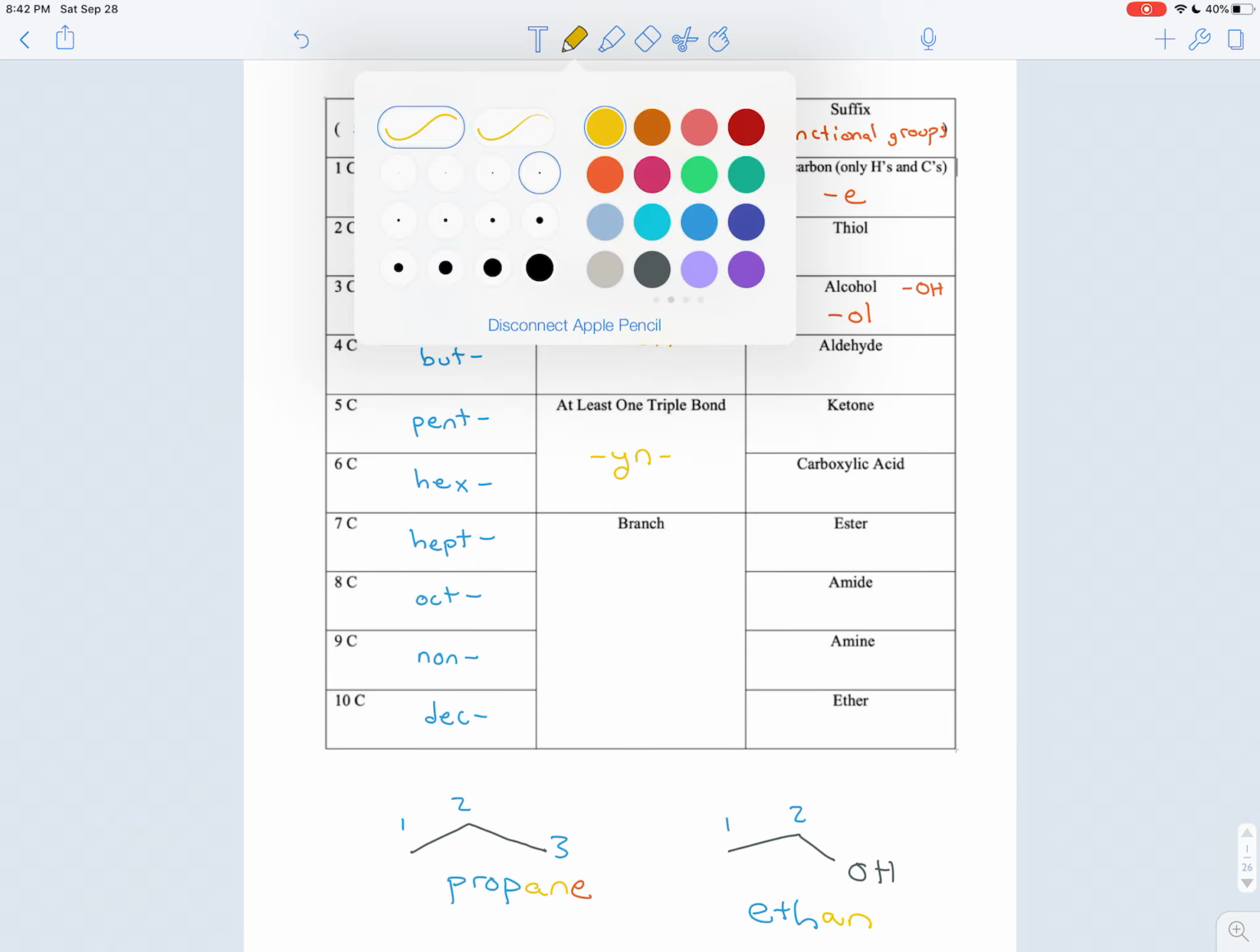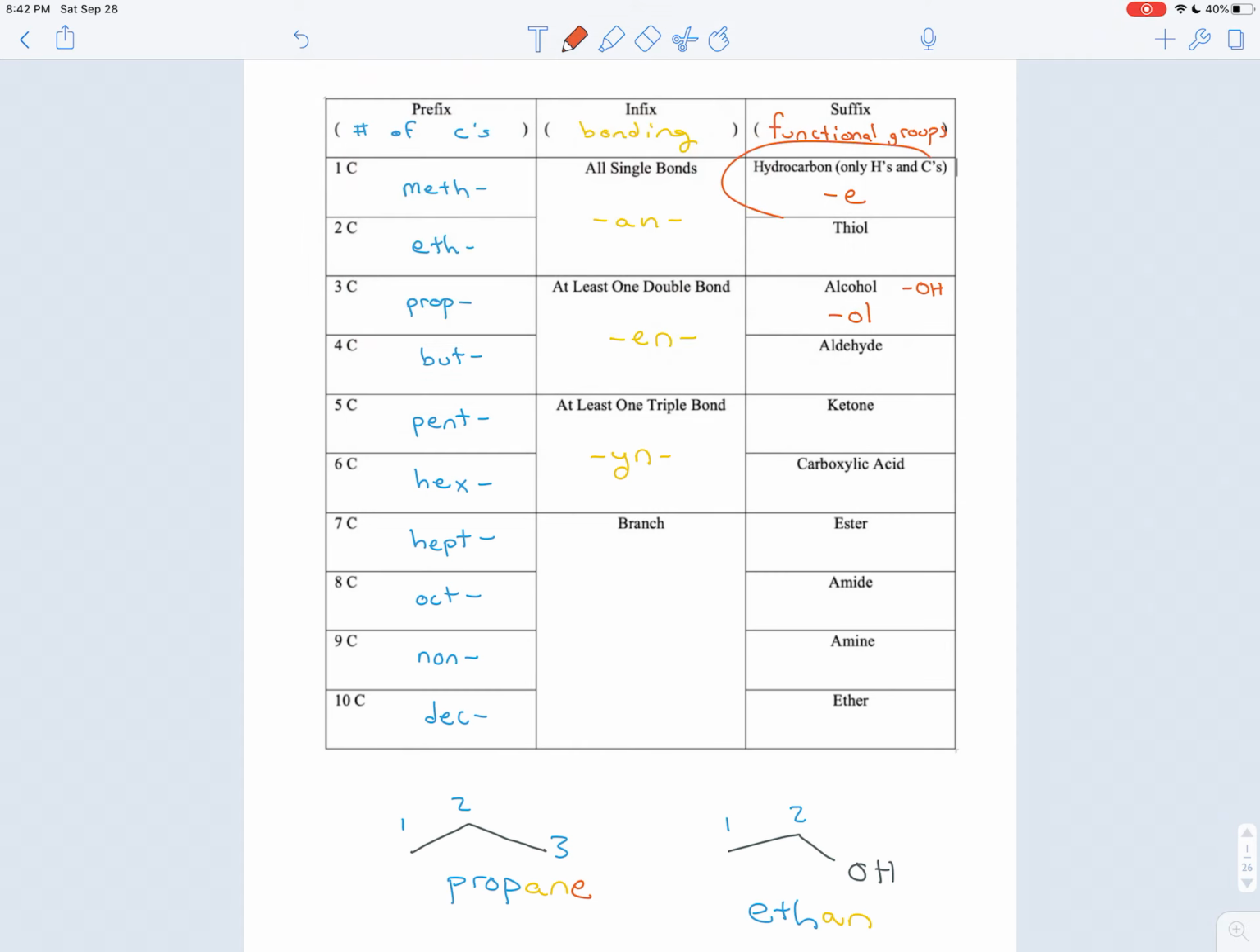And then for the suffix, you would look at the functional groups. Do you only have hydrogen and carbon, or do you notice some other element there? We do have another element. You see the OH. That's an alcohol, and the suffix for an alcohol is OL. So the name for that molecule would be ethanol. Ethanol is drinking alcohol. So you can see how those names, which are really very short, are giving you a lot of information about the structure of the molecule.